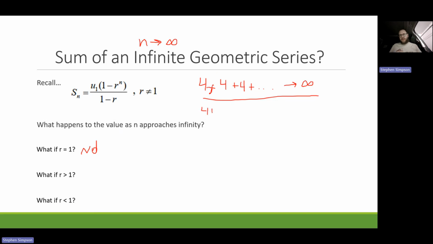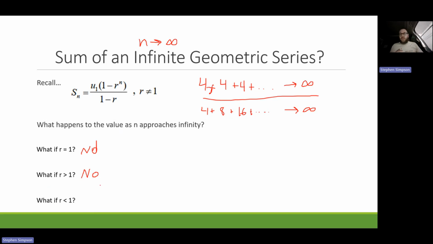Okay, well, let's take these numbers and instead of keeping it as 4, let's double it each time. 4 plus 8 plus 16 plus dot, dot, dot. And you can probably tell this is going towards infinity, only faster. So we also don't have a formula for an infinite geometric series where r is bigger than 1. But there's a third option.